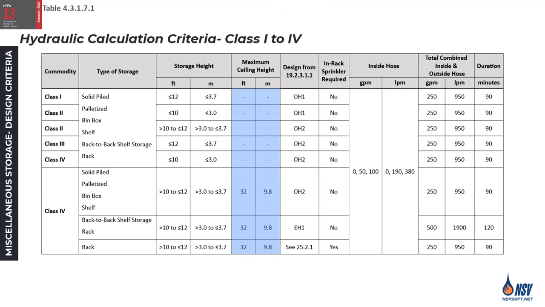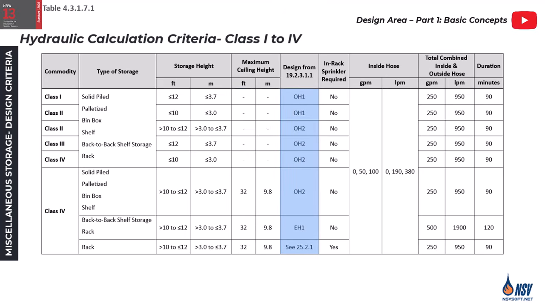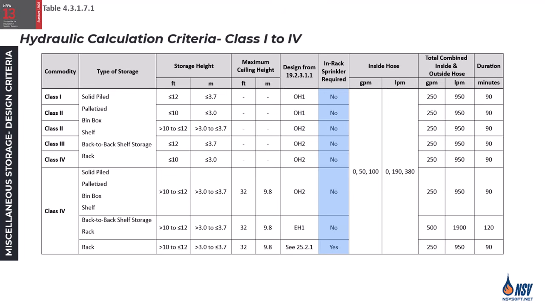Moving further right, we find the design criteria referenced from section 192311, a column indicating whether an in-rack sprinkler is required, the required flow for inside hose, and the total combined inside and outside hose demand in both gallons per minute and liters per minute. The final column establishes the required duration in minutes.